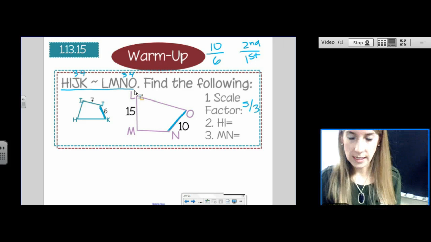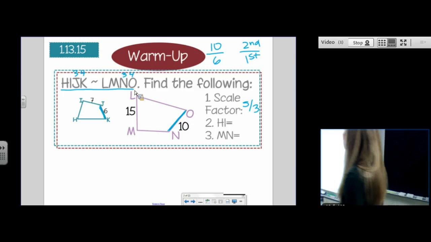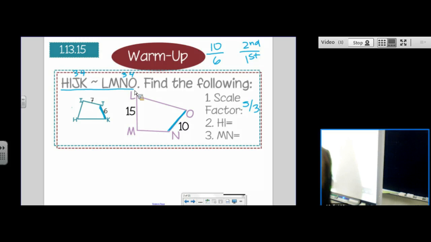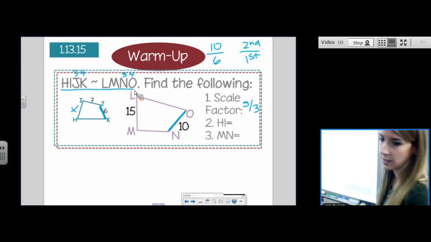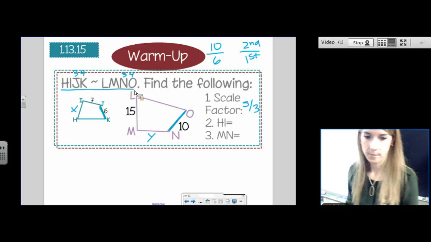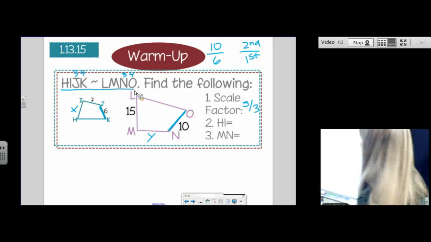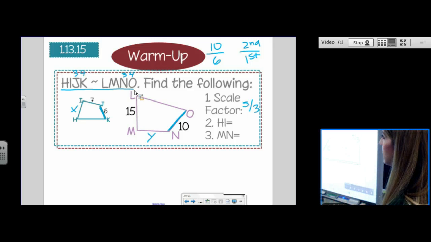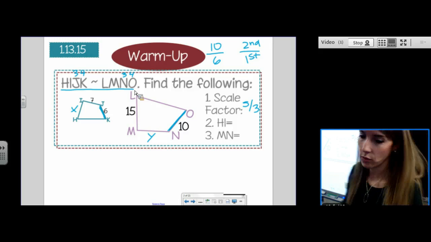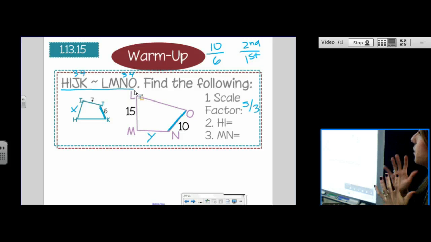So to find your missing sides, you can now use your scale factor, or you can use a proportion. We're looking for HI. I would recommend calling it a variable, call it X. And we're looking for MN. I would recommend to call it Y. So, as I said, you can set up a proportion or use scale factor. All right, let's see which ones go with which. Which numbers go with X and which number goes with Y.